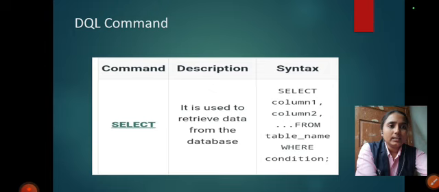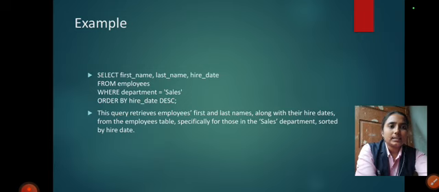We will see select, which retrieves the data from the database. The syntax is given: select first name, last name, hire date from employee, where department is equal to sales. We have already created the employees table. In that example they are selecting the employee's first name, last name, hire date where department is sales, order by hire date descending, sorted in descending order of hire date.